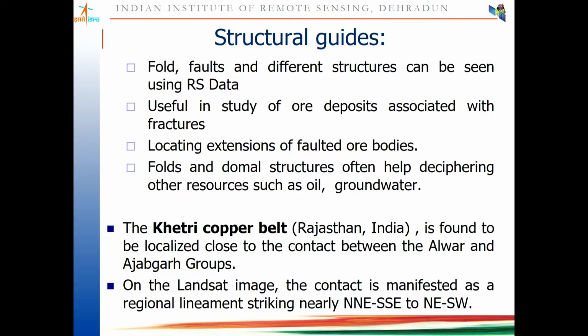Just for an example, the Khetri copper belt, India, is localized at the contact between the Alwar and the Ajabgarh group. So if, with the help of remote sensing, I am able to identify the difference between the Alwar and Ajabgarh, I can delineate that boundary, and along that boundary only the exploration can be done.